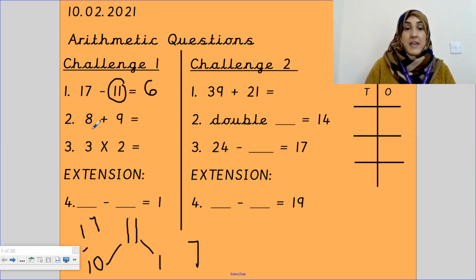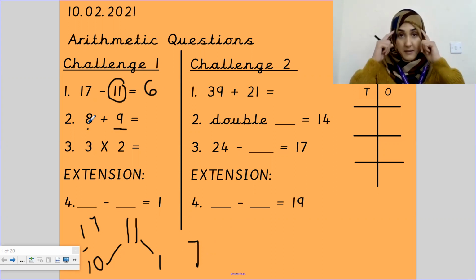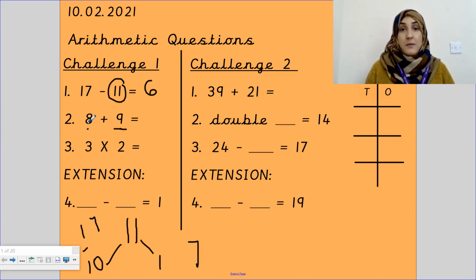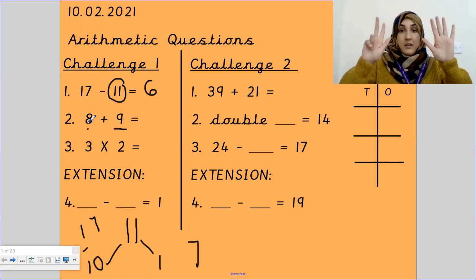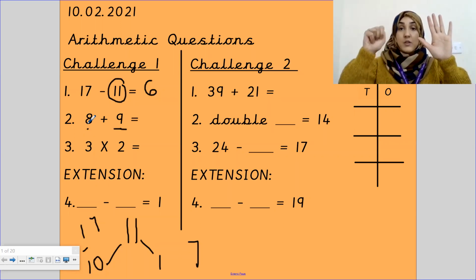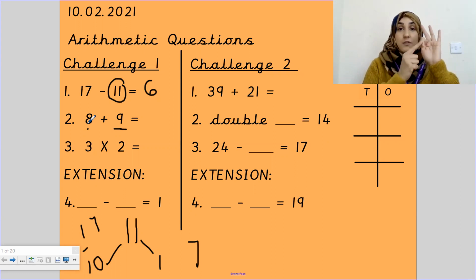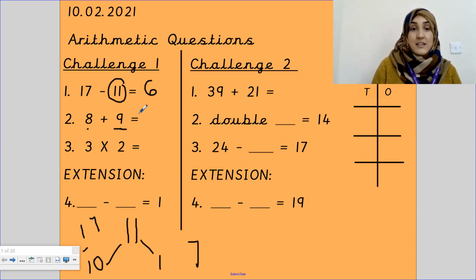Okay, next one. We have 8 add 9. Now, 9 is the bigger number, so I'm going to put 9 in my head. I'm going to hold up 8 fingers and count on. So that's 9, 10, 11, 12, 13, 14, 15, 16, 17. Fantastic. So 8 add 9 equals 17. Well done, Morris Class.